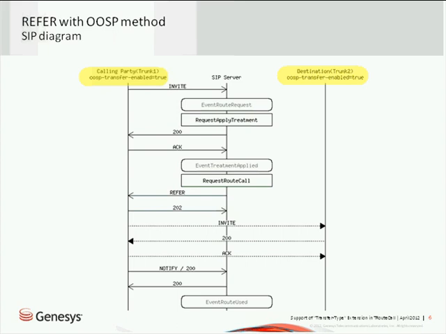The start is pretty much the same. We get an invite. We are applying treatment. The dialog is completed, event treatment applied, reported. And now, when your routing strategy sends request route call, starts the difference. Instead of going to the destination with some invite, we are going back to the caller with refer. And that refer has standard refer-to header pointing to the destination.